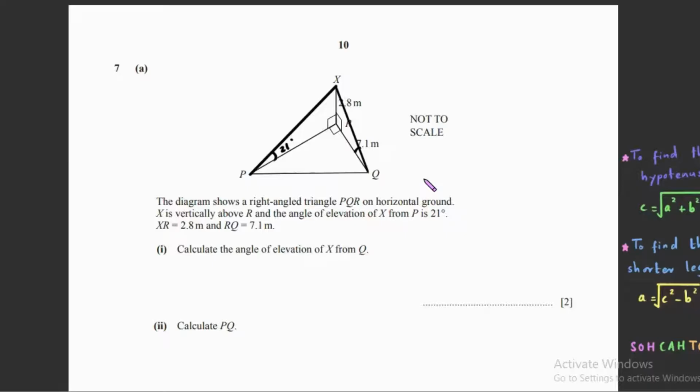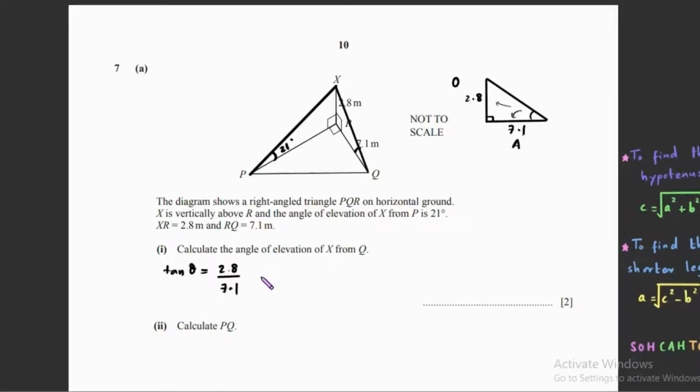So if I'm to draw the triangle separately, this is how it will look. So I'm going to draw it separately here. This is the angle that we are supposed to find. This is 2.8. This is 7.1. And I need to calculate this angle. So this side will be the opposite side. This side is the adjacent side. So opposite over adjacent is going to be tan. So I can use TOA here. So tan theta, that's the angle that I'm going to find, is equal to opposite, which is 2.8 over the adjacent side, which is 7.1.